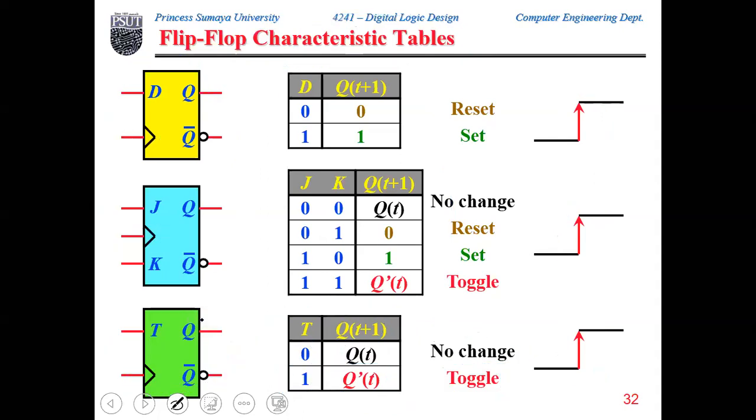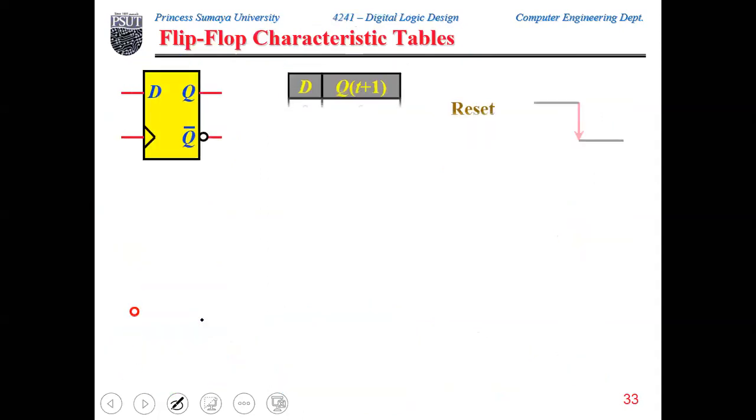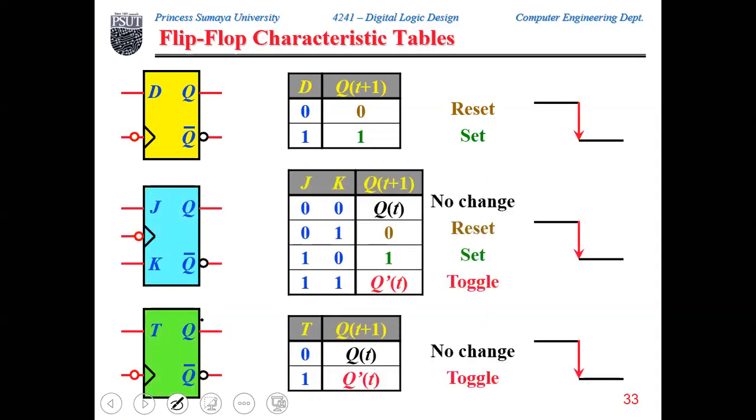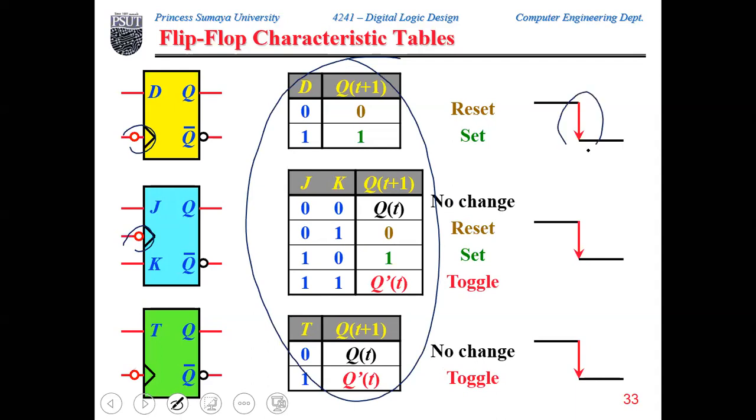Okay, what's the time? Okay, we have a few minutes. So here it is the same slide, but we have the negative edge triggered version. These have to be aligned better, but nothing different here. It is the same characteristic tables, but the trigger is different, which is a falling edge.